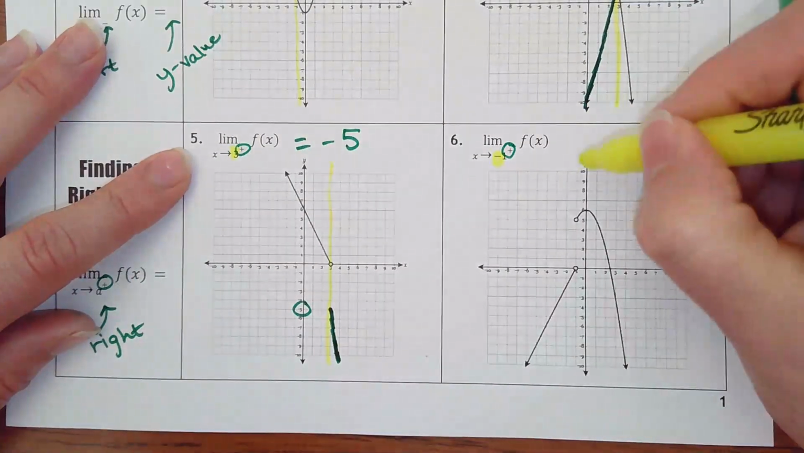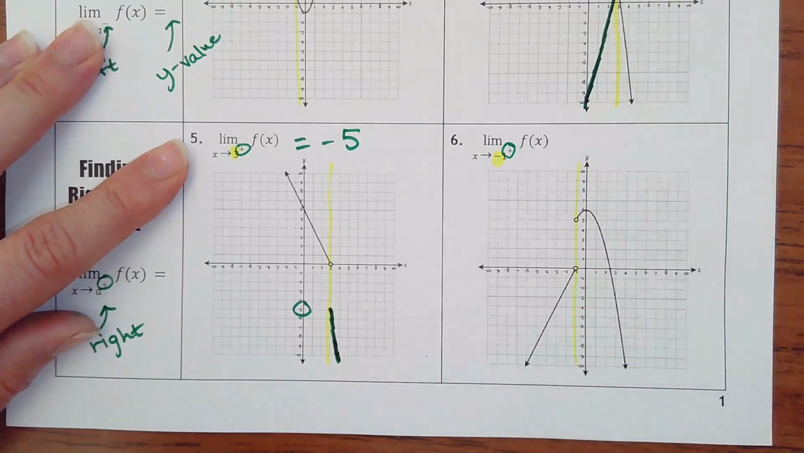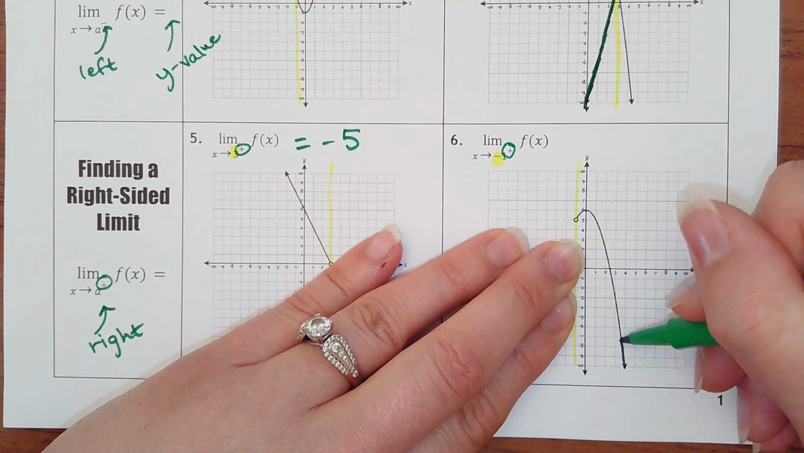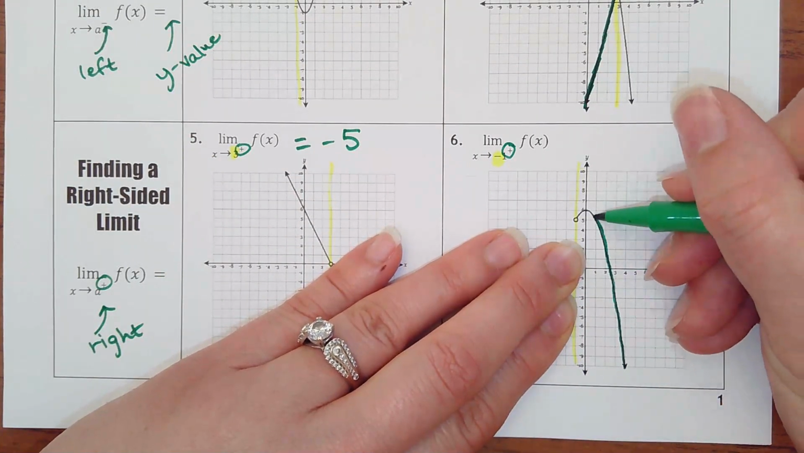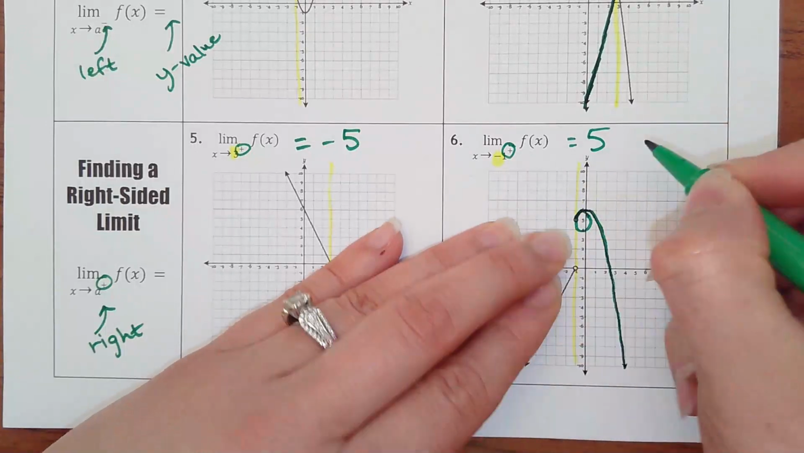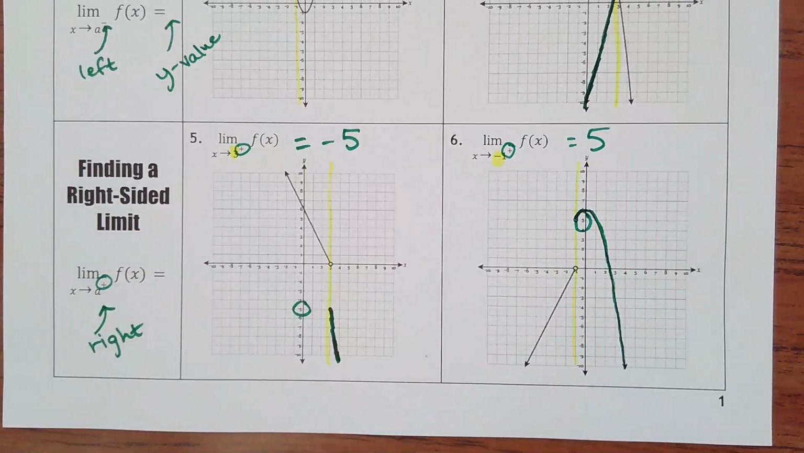So go to -1, come from the right, so that's this piece. It's a quadratic piece and it goes up and up and up. What does it approach? 5. Again, it does not matter that there's a hole there. It's just what are we getting close to?